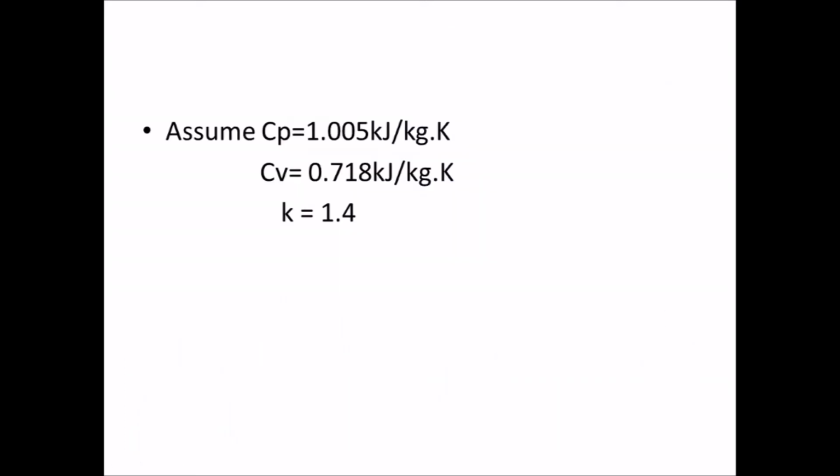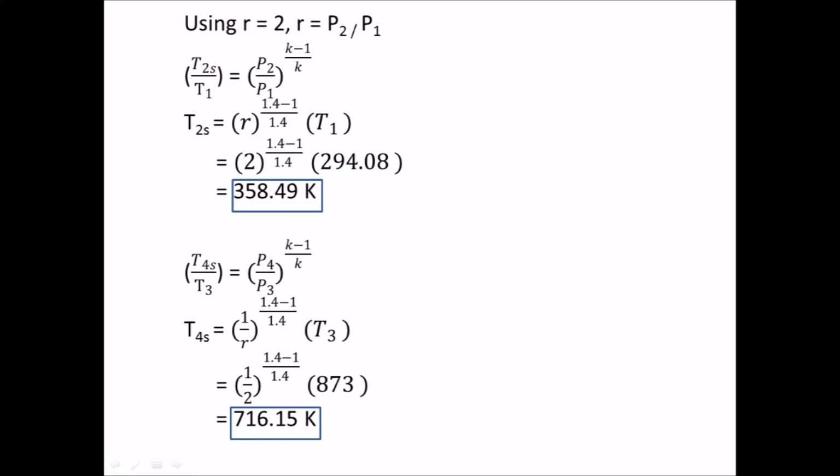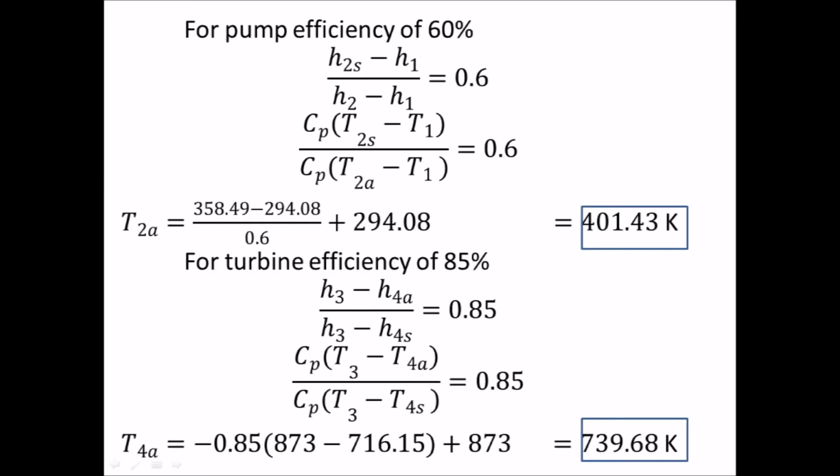Now we assume the constant specific heats at the room temperature, Cp equal to 1.005 kJ per kilogram Kelvin and Cv equal to 0.718 kJ per kilogram Kelvin, and the k value is 1.4. By using R equal to 2, which means P2 over P1, we use the following formula, and we will get T2s equal to 358.49 Kelvin, and for T4s we will get 716.15 Kelvin.